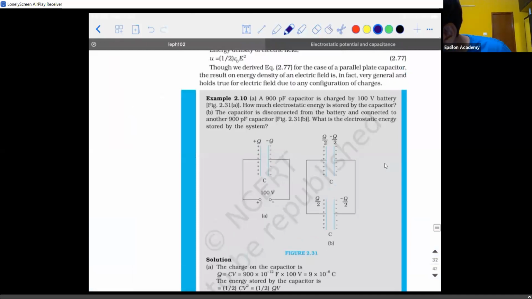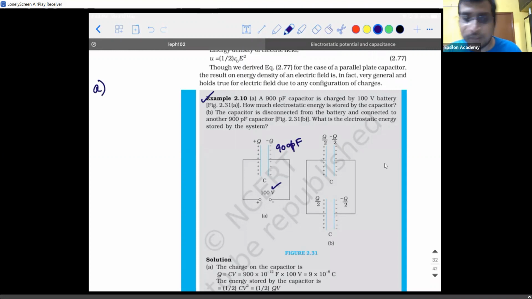Listen. So if you have the textbook, look at it. There is an example 2.10. There is a 900 picofarad. P stands for pico. Pico means 10 power minus 12. Okay. A 900 picofarad capacitor is charged by a 100-volt battery. How much electrostatic energy is stored by the capacitor? Let's do this part alone first. So there is a 900 picofarad capacitor which is charged using a 100-volt battery.